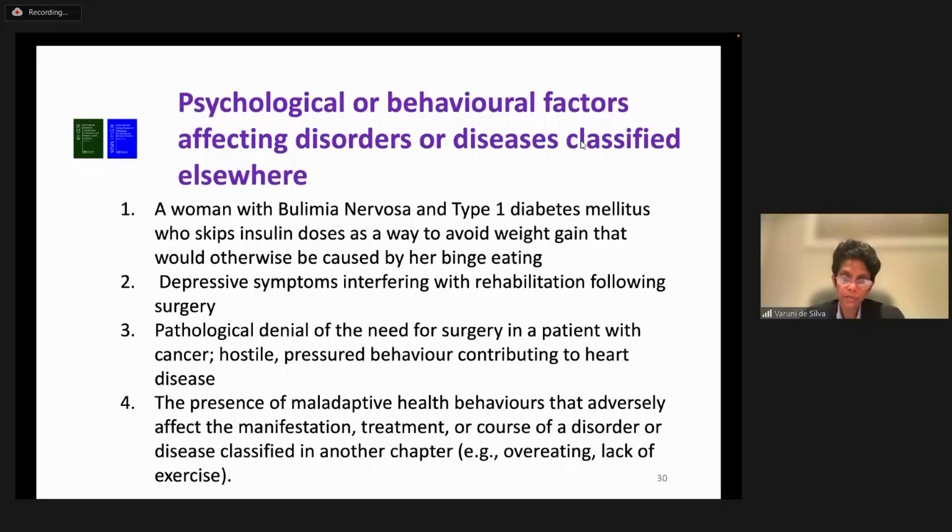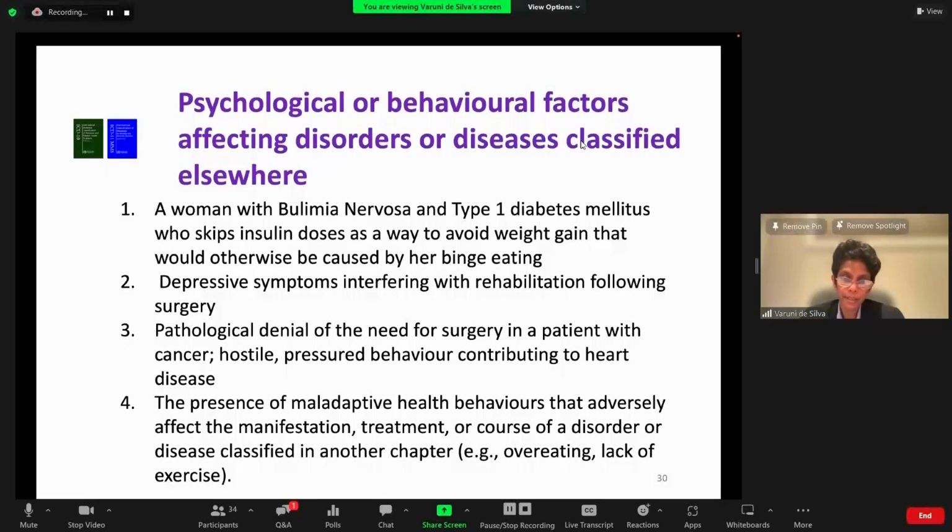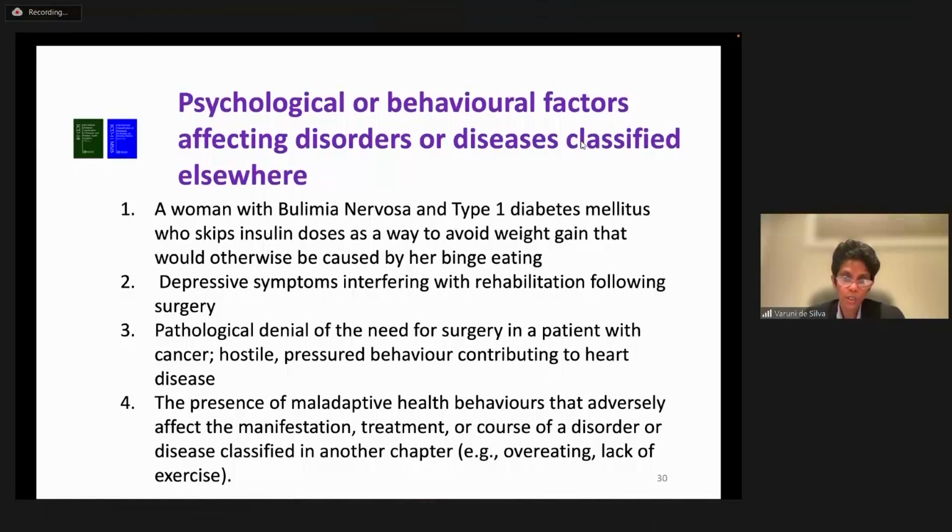Pathological denial of need for surgery in a patient with cancer. Again, not uncommon referrals. Hostile pressured behavior contributing to heart disease. And the last one is interesting, the presence of maladaptive health behaviors that adversely affect the manifestation, treatment, or course of a disorder. Example, overeating and lack of exercise. So that means we can kind of classify quite a few people in this category.